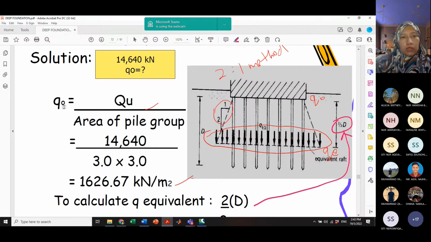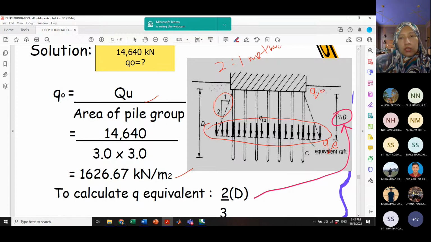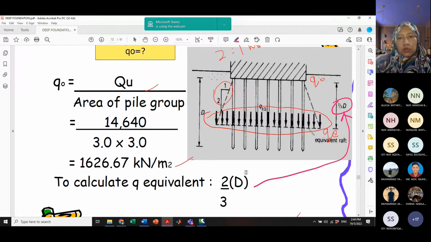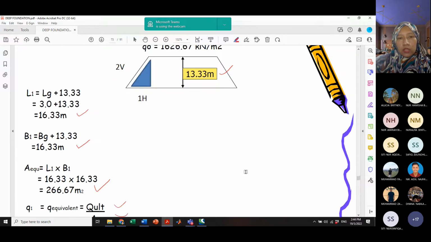Okay, the initial loading from the pile group is estimated as 1,626.67. So this is the condition where the pile group produces block failure, which is 2/3 of its D. So you will see the failure of the pile group in the block failure. What we want to estimate is a Q equivalent, loading equivalent at this particular depth from the 2/3 D. So 2/3 D is equal to 13.33 meters.